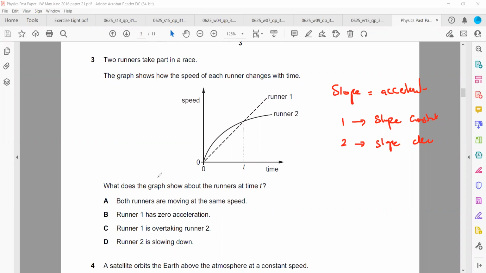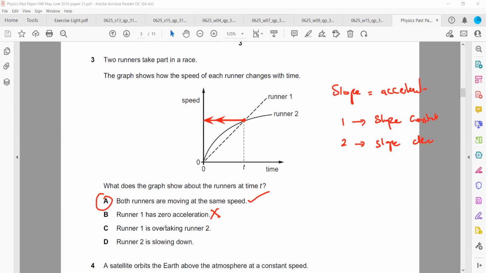It has nothing to do with the answer. What does the graph show about the runners at time t? This is time t. This is a moment when both runners have the same speed, because the speed of runner A and runner B will both be the same at this point. So both runners are moving at the same speed, that is true. So A is the right answer. Runner 1 has a zero acceleration? No, he's not having a zero acceleration, he's having a constant acceleration.